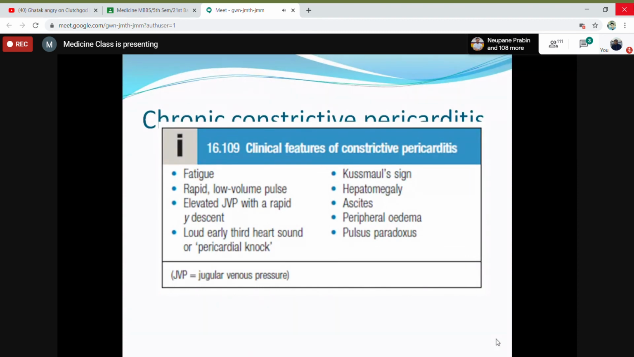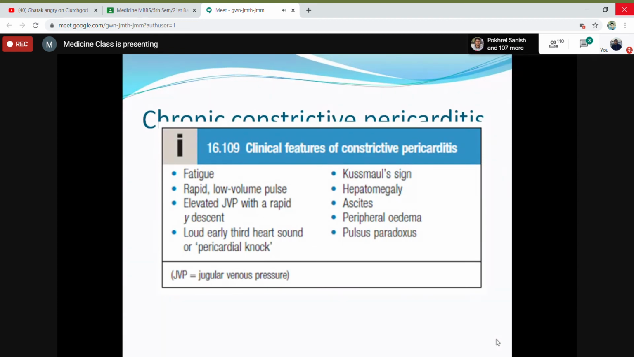Okay, so in constrictive pericarditis, the pericardium is like a shell, so there will be abrupt cessation of the ventricular filling, and this produces the sound. This is called pericardial knock. Okay, so this is very diagnostic of constrictive pericarditis. Pericardial knock is diagnostic of constrictive pericarditis.